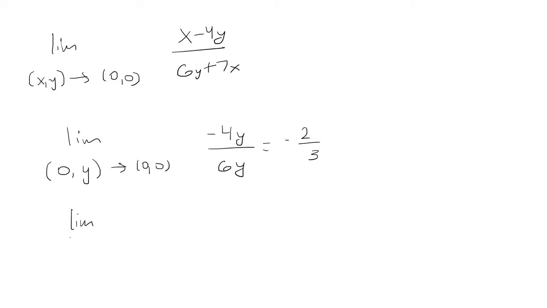Now if we let y go to 0, we'll have x comma 0 approaching 0, 0. And here y is going to be 0, so we'll have x over 7x, and so the limit is 1 over 7. So in two different paths, we were able to find two different limits, and thus we say the limit does not exist.